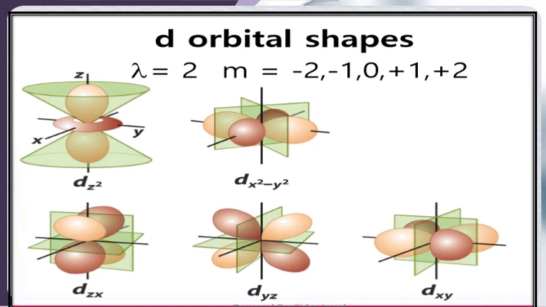Now here the d orbitals, as we are going further, the shapes are becoming complicated. Here you can see two of the axes are occupied. This is a double dumbbell, a clover leaf like shape. For d orbitals, the value of l is 2, while for m there are 5 values which are possible. So there are 5 orbitals you can see, named as dz2, dx2-y2, dzx, dyz, and dxy. These 5 orbitals are there.